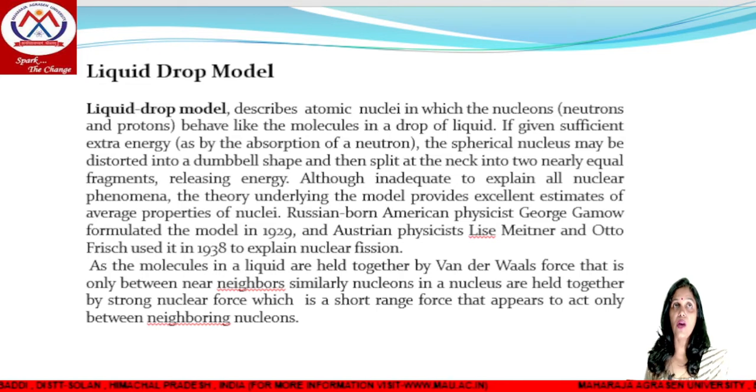Now I will discuss some models. Liquid drop model. The liquid drop model describes atomic nuclei in which the nucleons, that is neutrons and protons, behave like molecules in a drop of liquid. If given sufficient extra energy, the spherical nucleus may be distorted into a dumbbell shape and then split at the neck into two nearly equal fragments, releasing energy. Although inadequate to explain all nuclear phenomena, the theory underlying the model provides excellent estimates of average properties of nuclei.